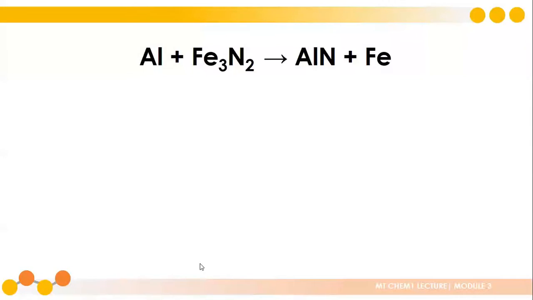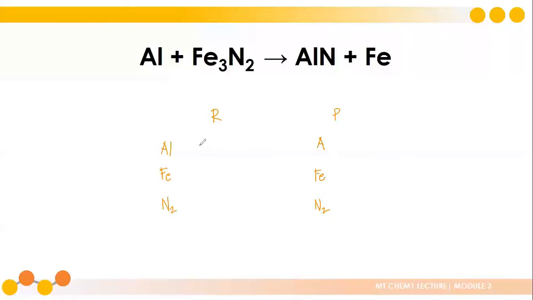So we'll proceed immediately with writing down the elements involved in each side. We have here the reactant side and the product side. On the reactant side, we have aluminum, iron, and nitrogen. Since nitrogen is again a diatomic compound, we'll be putting it this way. And then for the product side, we have again aluminum, just the same elements. We have nitrogen and iron.